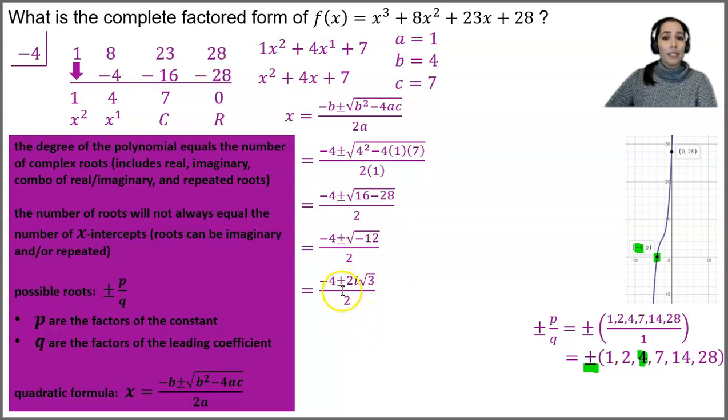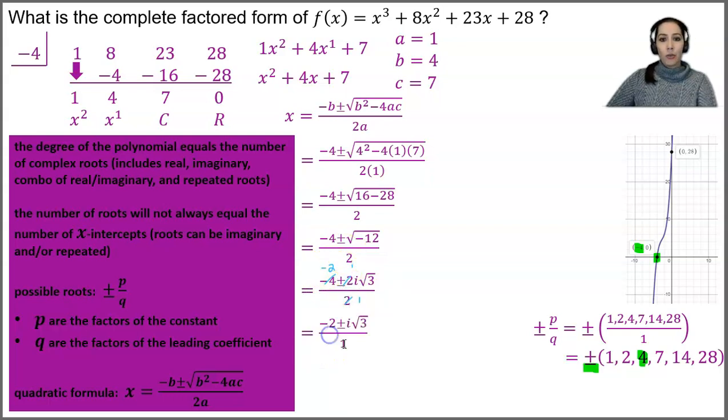Now I have 3 terms here. Negative 4 is the first term, 2i square root of 3 is the second term, and 2 in the denominator is the third term. What do all 3 terms have in common that I can cancel by? They all have a 2. 2 divided by 2 would be 1. This 2 divided by 2 would be 1. Negative 4 divided by 2 would be negative 2.